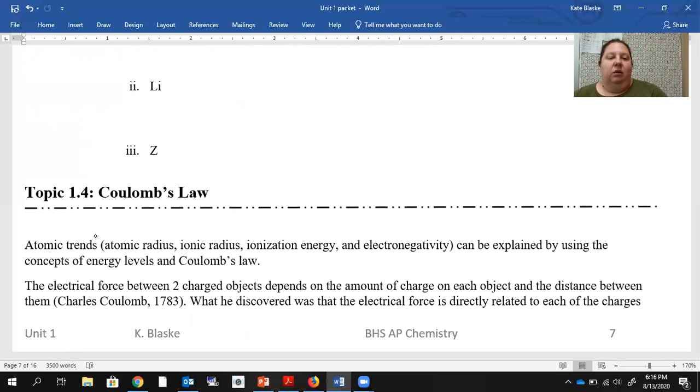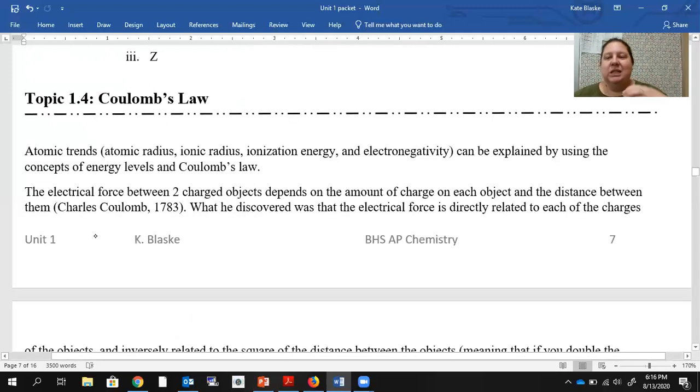Topic 1.4 now, Coulomb's law. So this is something that we didn't spend a ton of time on in Gen Chem, maybe a little bit, but we're definitely going to be using it a ton this year. So all of our periodic trends that we're going to be talking about over the next couple of days can be explained using the idea of energy levels, the fact that those electrons fill up energy levels and they get farther and farther away from the nucleus, and Coulomb's law.